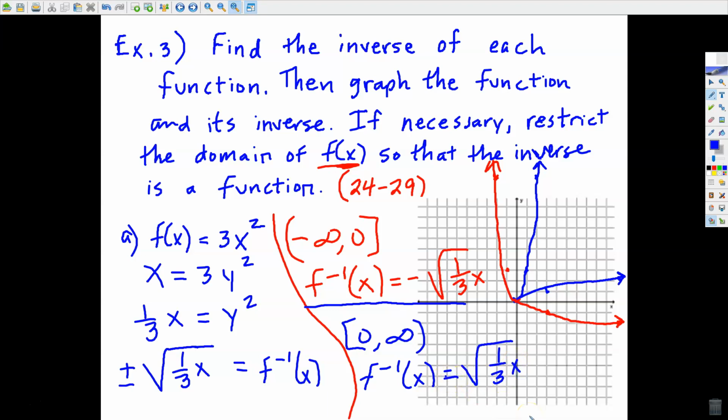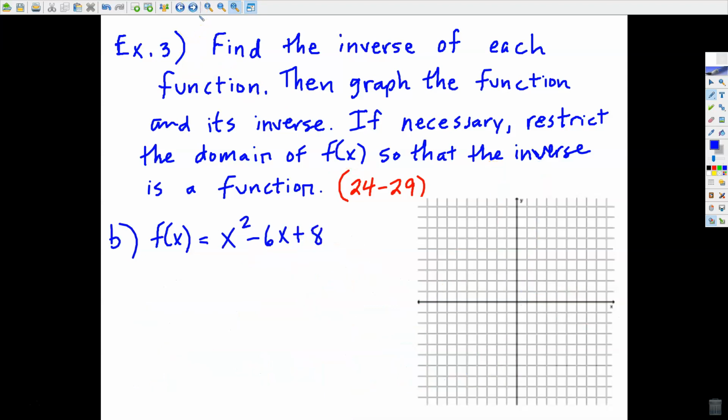And now we're done. So just wanted to help you out with this domain restriction that is only really going to apply for quadratics. Does that make sense, what we did? Any questions? We're going to do another one. We may just do one of the next two to save some time. Any questions at all? Okay. Let's just go ahead and do this one.